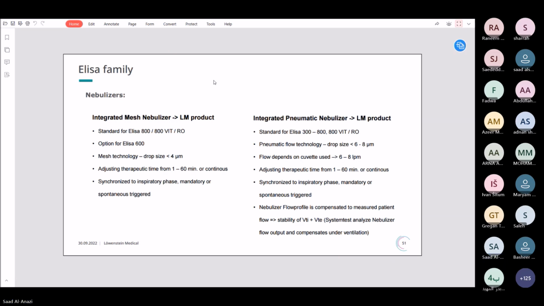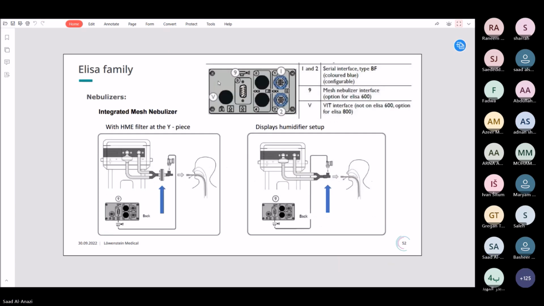So as you see here in nebulizer connections, you will find it here in the manual how you can connect the integrated mesh nebulizer. As you see in the graph, the mesh nebulizer should be after the HME. You will connect it from the back side.